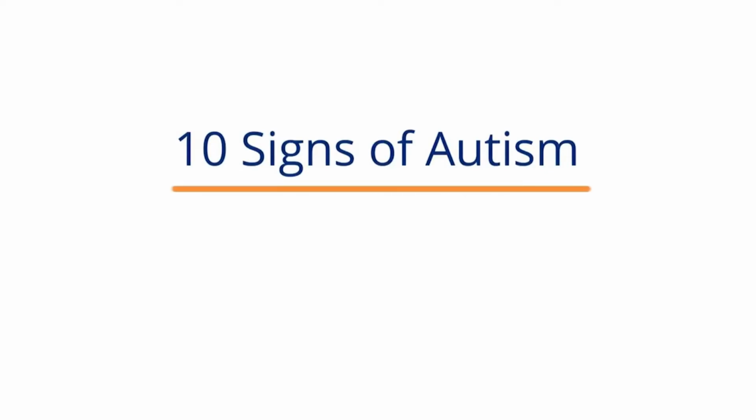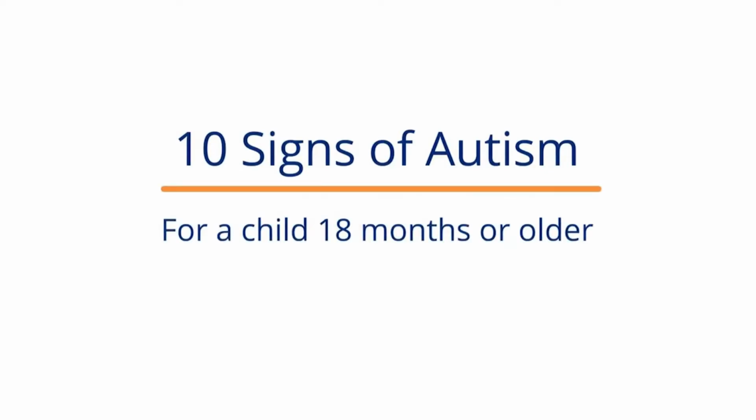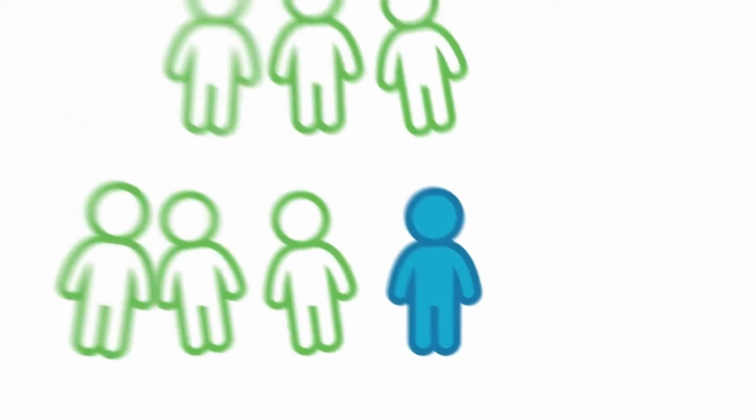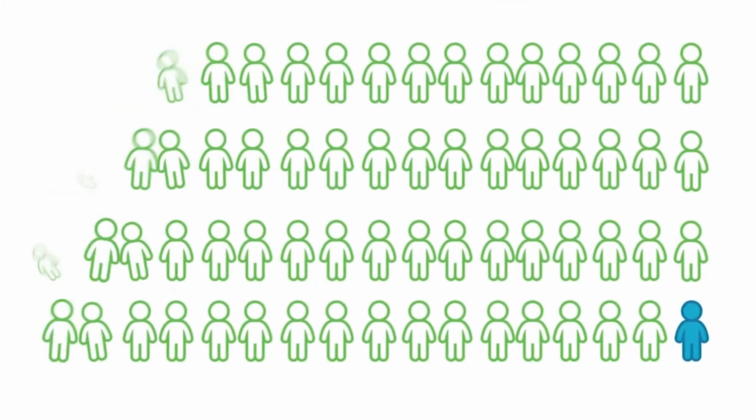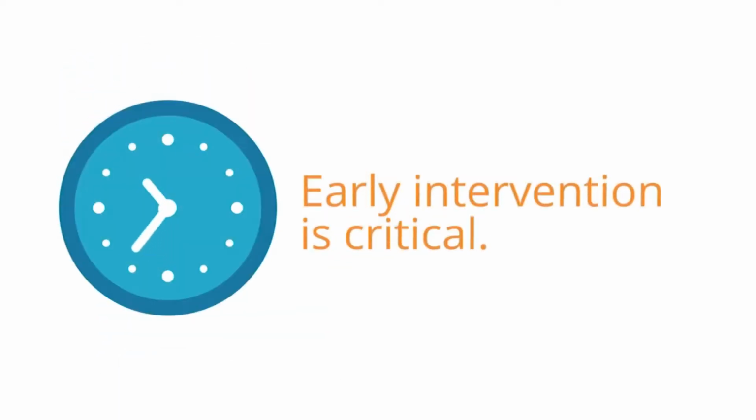10 signs of autism for a child 18 months or older. 1 in every 68 children are affected by autism. Did you know autism is treatable? Doctors agree that early intervention is critical. Every month that passes without treatment slows progress.